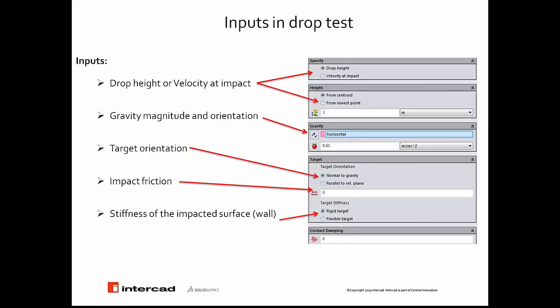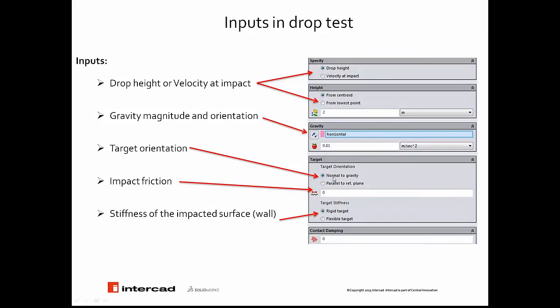To have a very quick overview of inputs in drop test, you can consider either a drop height or a velocity at impact. Then you should specify the velocity magnitude or drop height here. Then you provide the gravity magnitude and orientation to the software. And then you specify the target orientation.